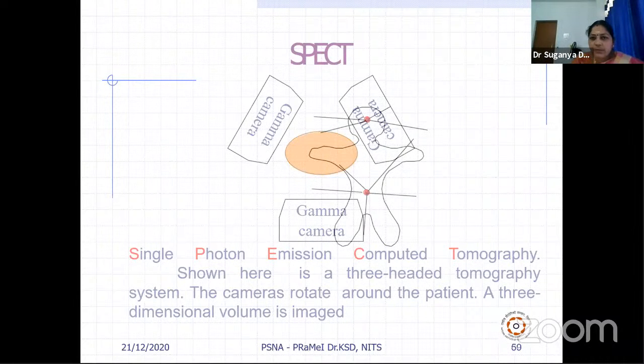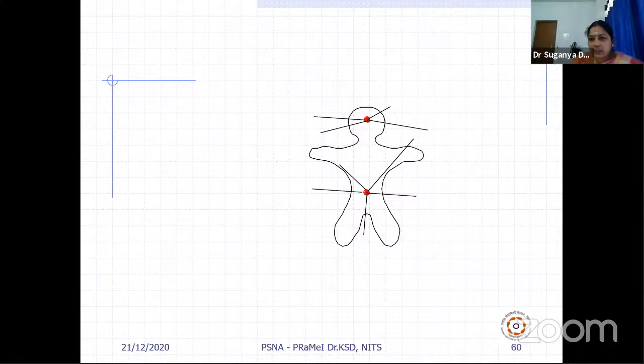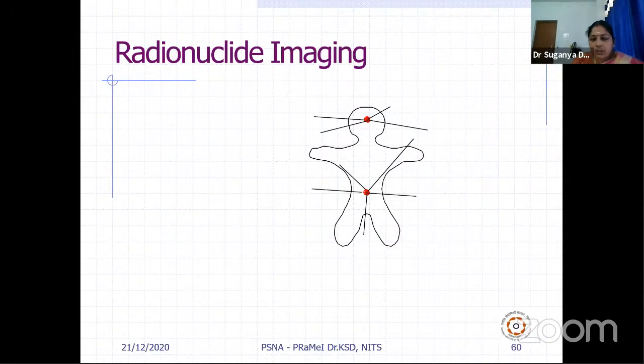Okay, that is the difference between the MRI and SPECT. In SPECT, you will not be analyzing the structural and anatomical details. You will be analyzing only the functionality.